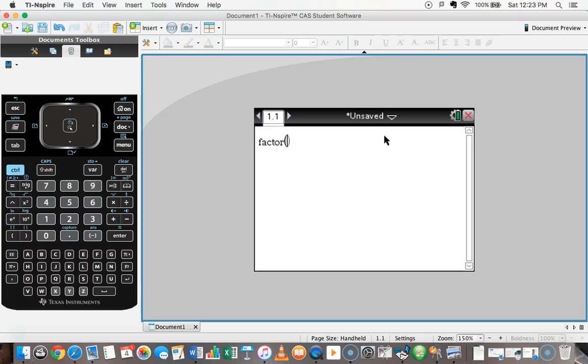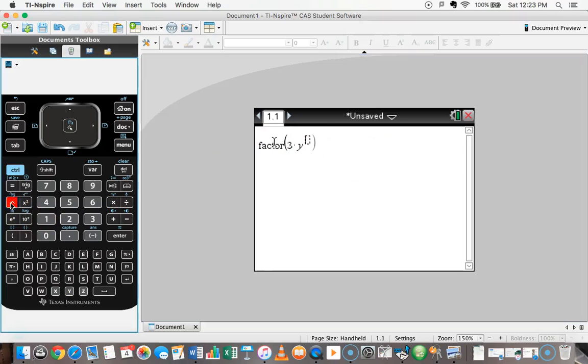So let's do one that we've done before: 3 times y cubed minus 81. Close the bracket, hit enter, and it factorizes it for us. So don't forget that technique when you're going through these exercises.